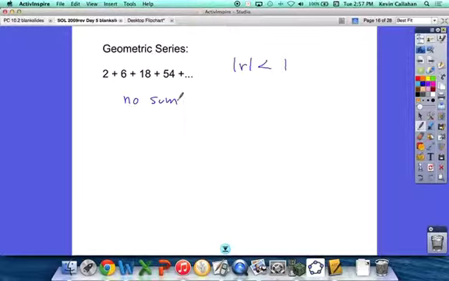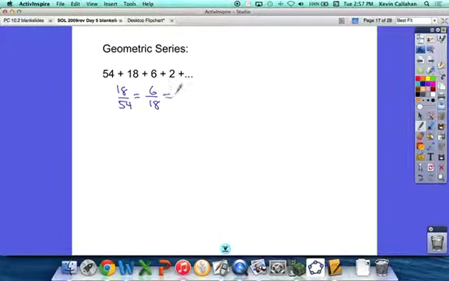So that's a non-starter. Now, what if it's 54, 18, 6, and 2? I switch the order. What does that make the R in this case? 1/3, not negative 3. Holy moly. So 18 over 54 equals 6 over 18 equals 2 over 6 equals 1/3. That's R. So definitely that's less than 1, so you can use this formula.